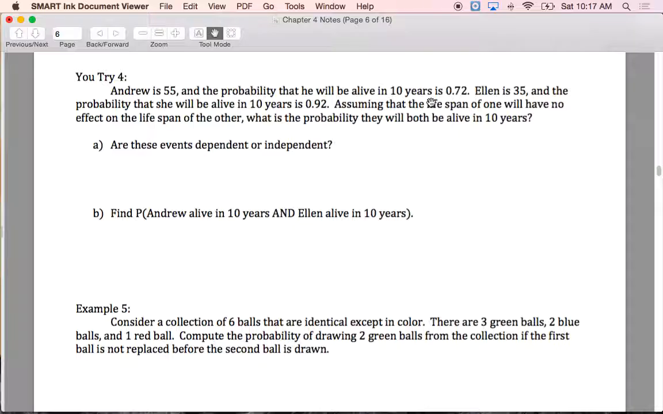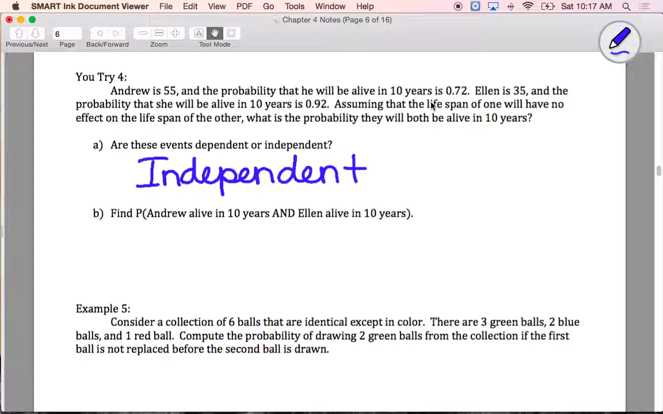Now, first off, we're looking at lifespans of Andrew and Ellen. Now, these are two different people. The lifespan of one is not going to affect the lifespan of the other. So these are going to be independent events. Now, if they want you to find the probability that Andrew is alive in 10 years and Ellen is alive in 10 years, we're just going to multiply the two probabilities together. And means multiply. Whenever you see the word and, you're going to multiply your two values together.